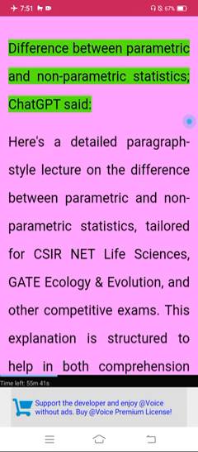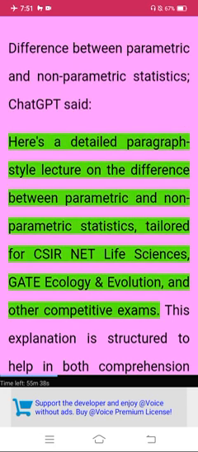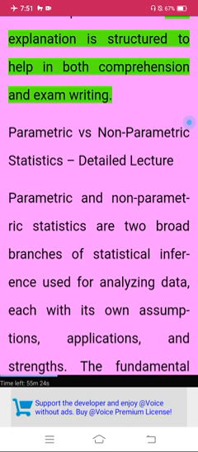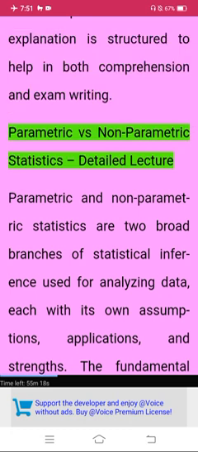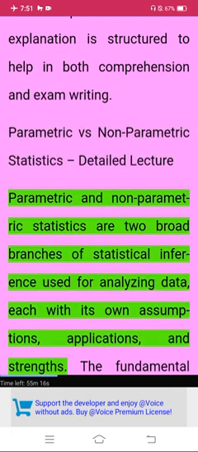Difference between parametric and non-parametric statistics. Here's a detailed paragraph-style lecture on the difference between parametric and non-parametric statistics, tailored for CSIR-NET Life Sciences, GATE Ecology and Evolution, and other competitive exams. This explanation is structured to help in both comprehension and exam writing. Parametric versus non-parametric statistics, detailed lecture.